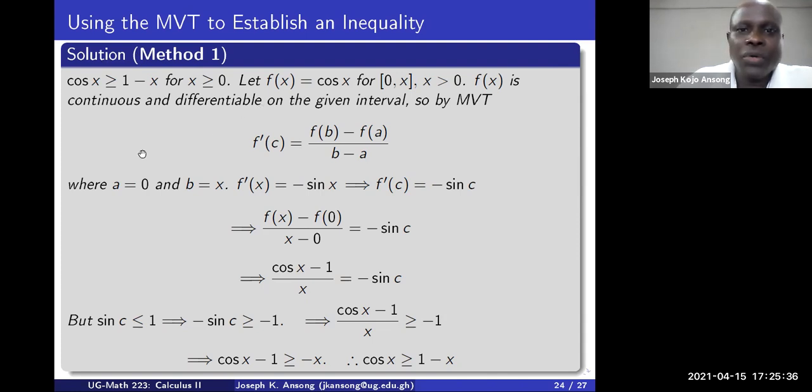So what you can do is pick one of the functions in the inequality. In this case, it's easier if you use cosine of x. So we let f of x be equal to cosine of x for x in the interval 0 to some x. This is a function we choose ourselves, and we are choosing this interval based on the information we have. We start from 0 to some variable x, for x positive. Good. Now we have chosen our function.